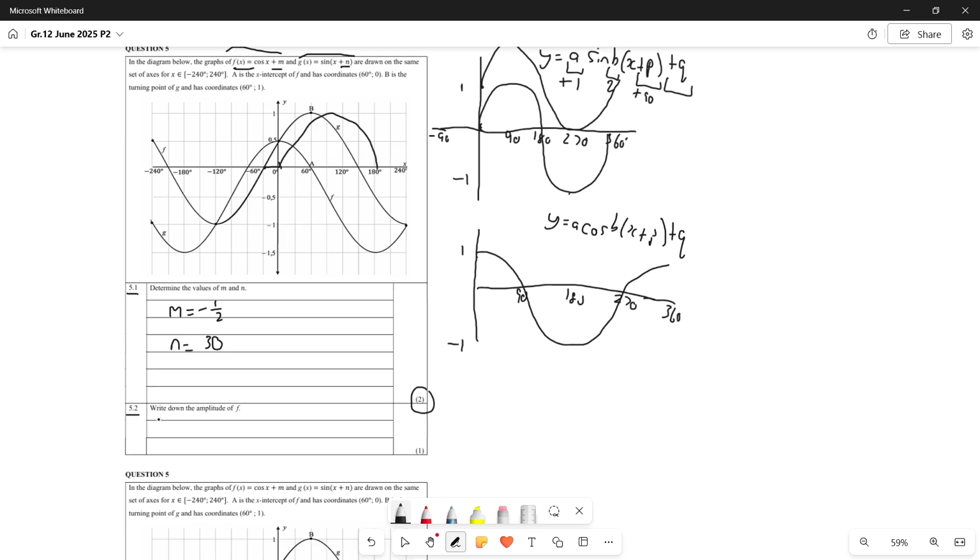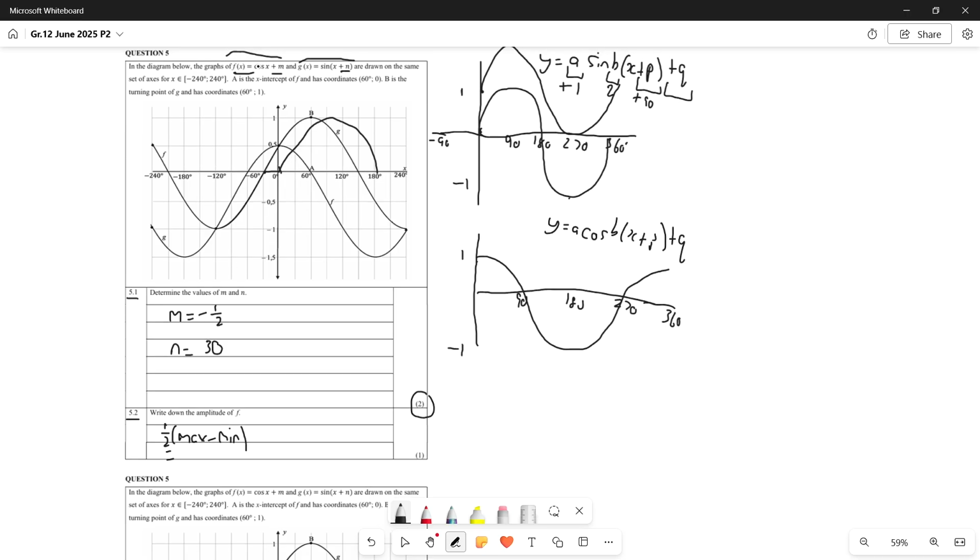And then 5.2, it says write down the amplitude of f. So our f graph is our cos graph, cos x minus a half. Okay, so we need the amplitude. We can either go half bracket max minus min if we like that method, and then we can solve for it from there, or we can just go ahead and interpret our standard form because there isn't any number or sign in front of our cos x.